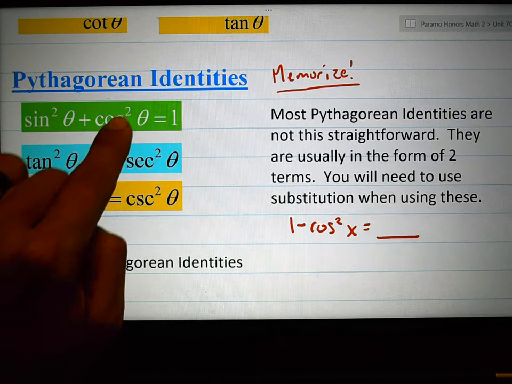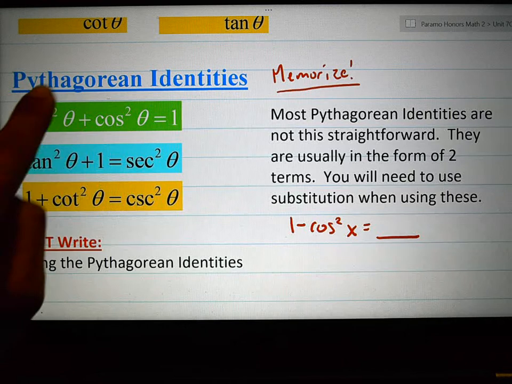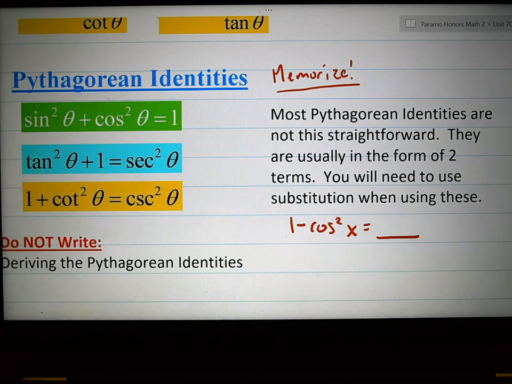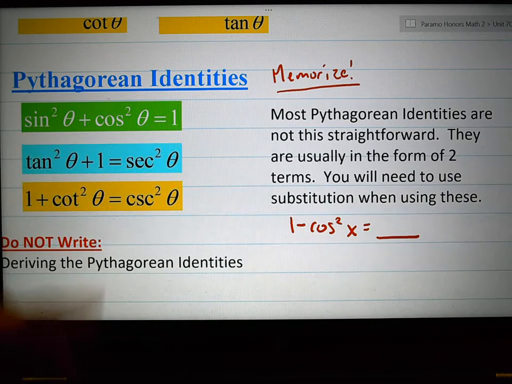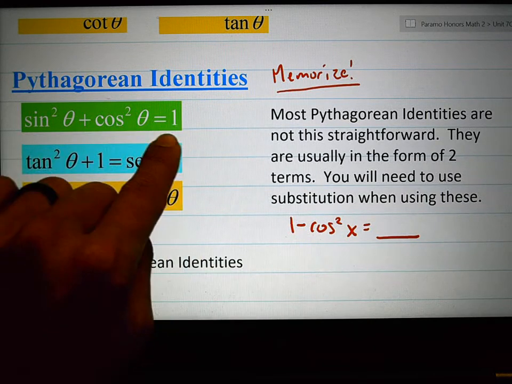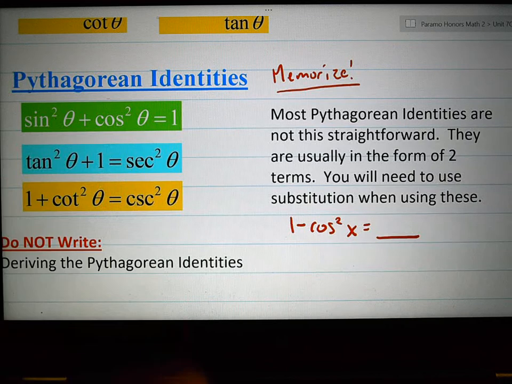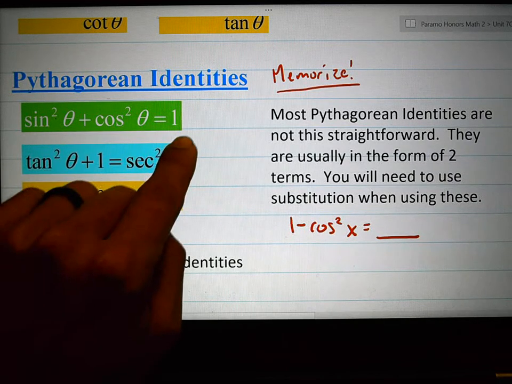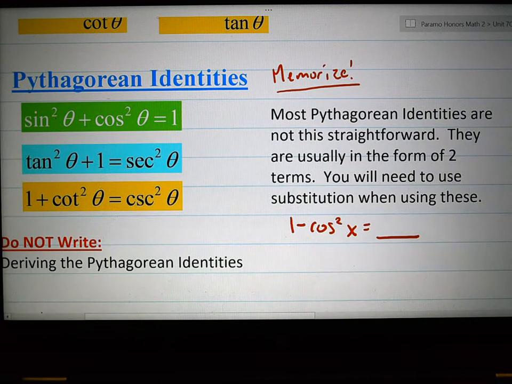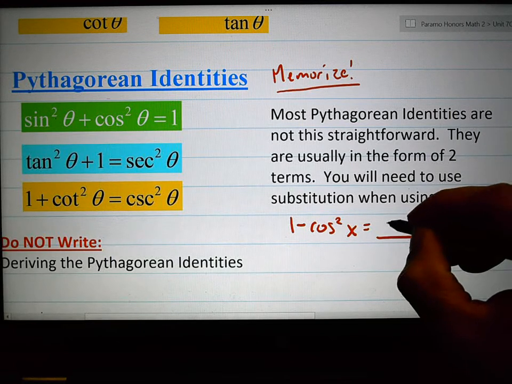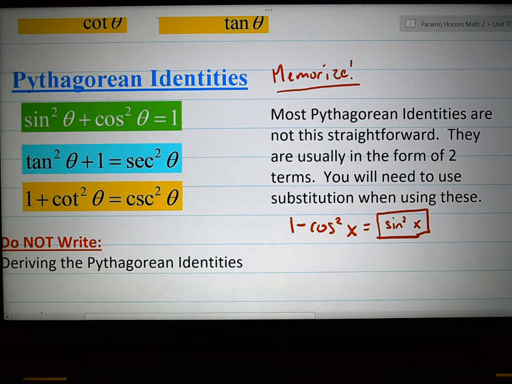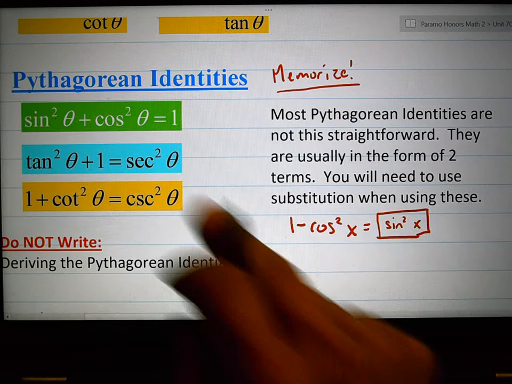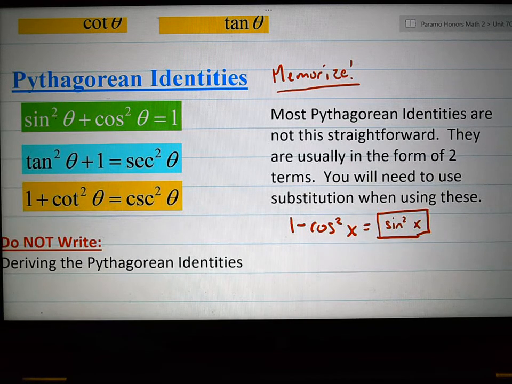They are using this first Pythagorean identity, and there's only 2 of the terms. Whoever wrote this question, me in this case, I subtracted the cosine squared from this side to this side, and so what is that equal to? I'm hoping you see it is the same thing as the sine squared of x. You can take it from 2 terms down to 1 term if I know that Pythagorean identity.